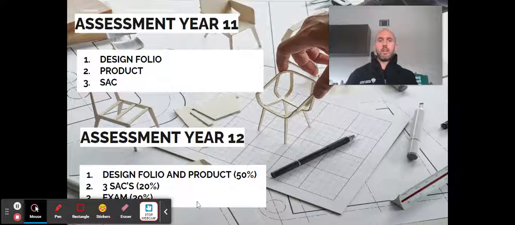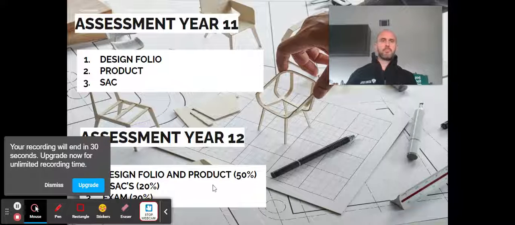Year 12, your design folio and the product you produce contributes to 50% of your score. And then you've got 3 SACs on top of that. Those 3 SACs accumulate to 20% of your final score. And then the end of year exam is worth 30%. And that will cover all of the content throughout the year.